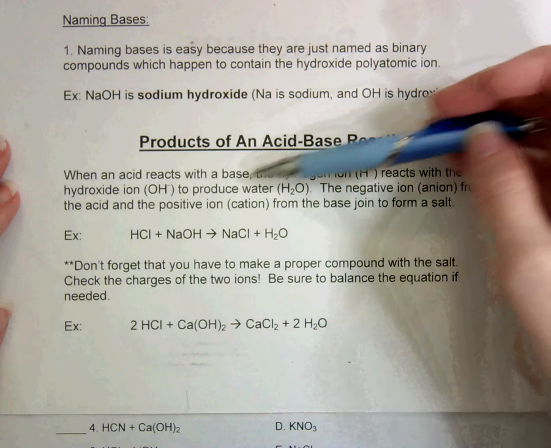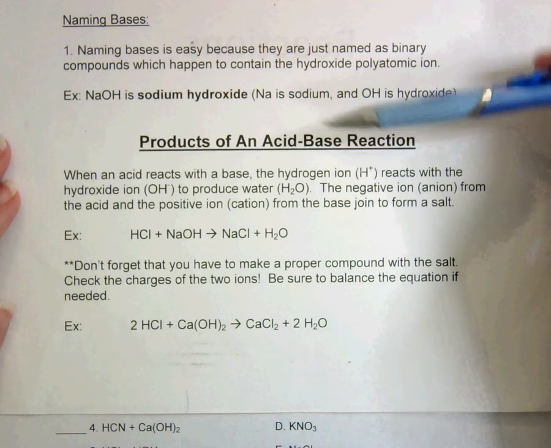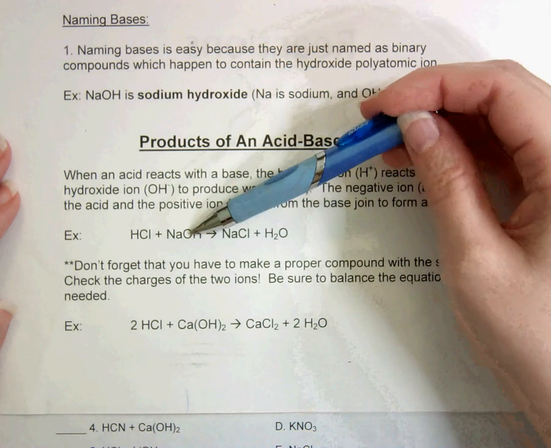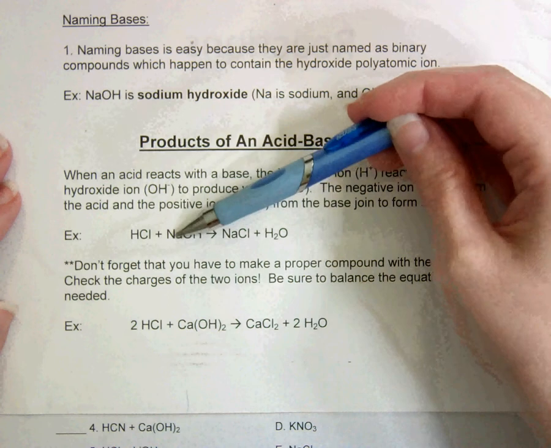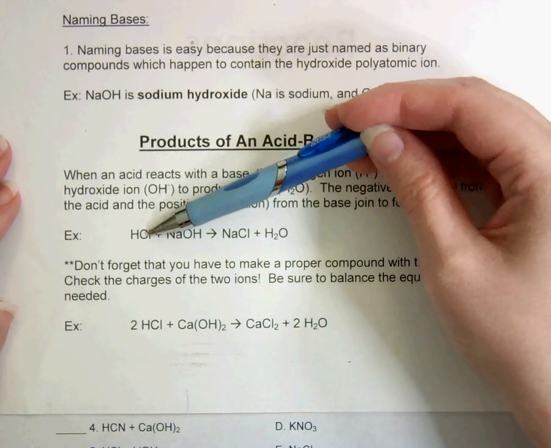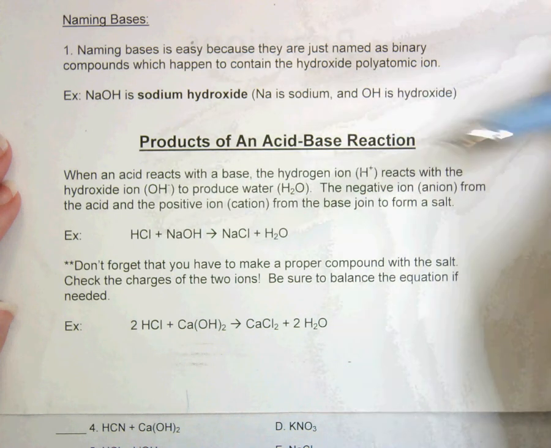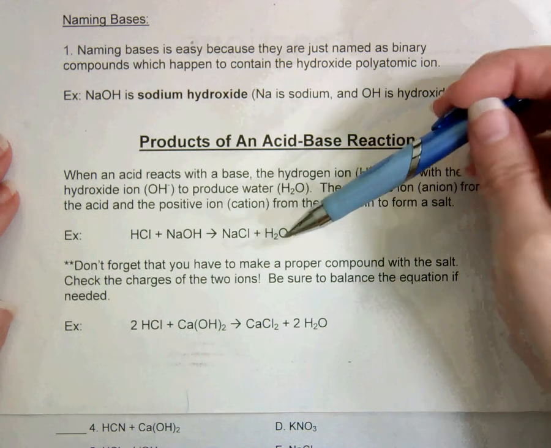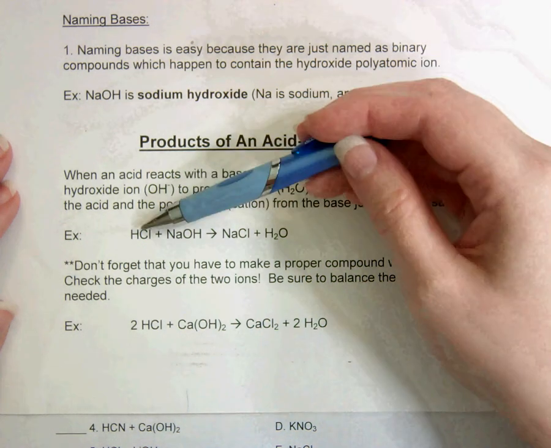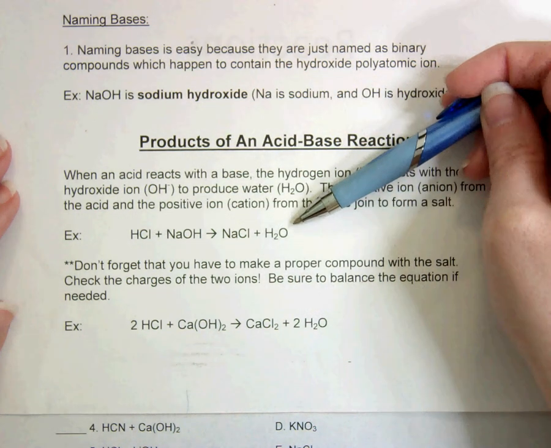What I want you to review here is that anytime you have an acid reacting with a base, the H from the acid and the OH from the base will combine to form water. And the other parts of the acid and base, the positive ion of the base and the negative ion from the acid, will join together to form a salt. It's called a neutralization reaction because we know that water is neutral and salts are neutral. So instead of having an acid and a base, now we have two neutral compounds when we're done.